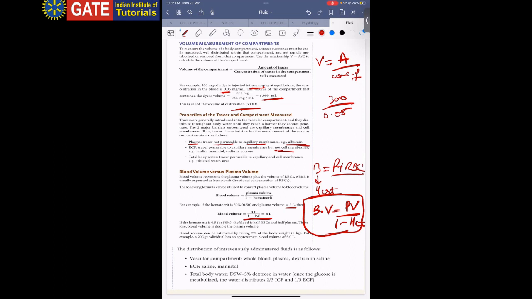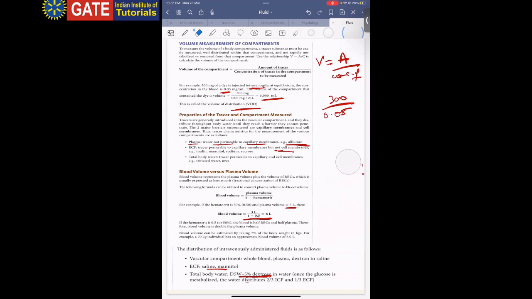Okay. So here you need to know the distribution of the IV administered fluid is as follows. In the vascular compartment, you have the whole blood, plasma, and the dextran. ECF, you have the saline and the mannitol. And for the total body water, you can give 5% dextrose in water. So this is the volume of distribution.